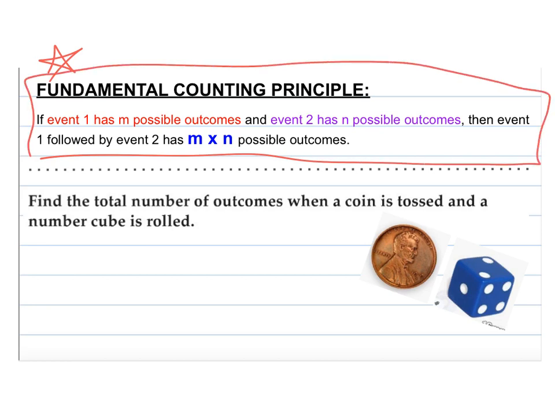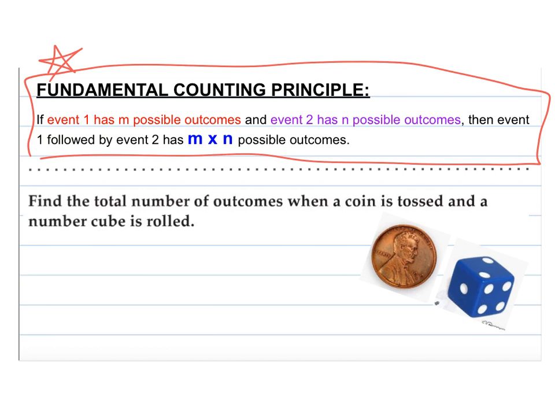So if event 1 has m possible outcomes, m being a number that we would plug in depending on how many outcomes there are, and event 2 has n possible outcomes, again plug in a number for n, then event 1 followed by event 2 has m times n possible outcomes. So what it's saying is you take the outcomes of one event and you multiply it by the possible outcomes of the second event, and that would tell you the total possible outcomes.